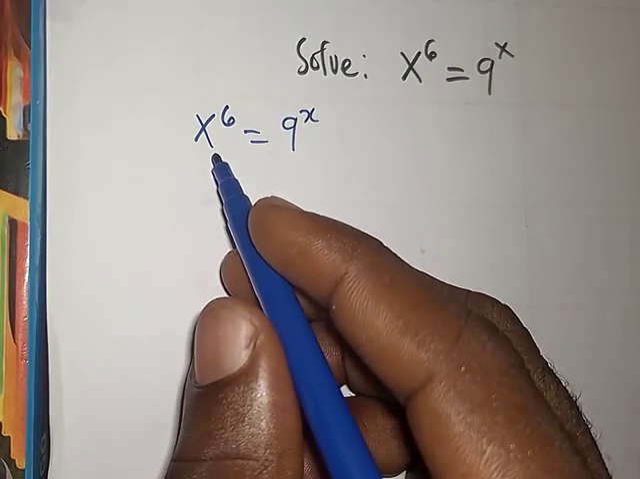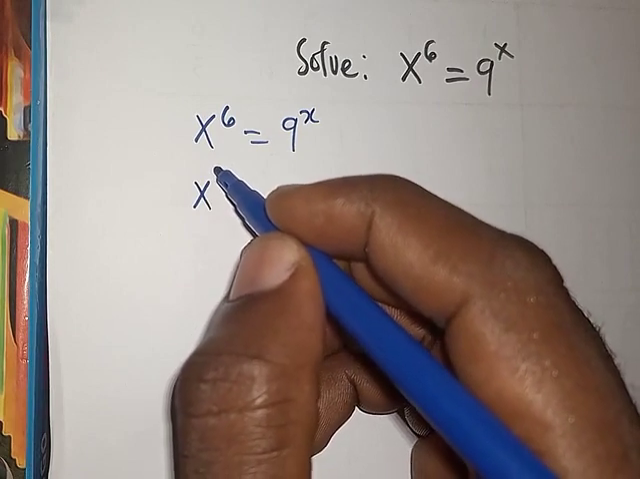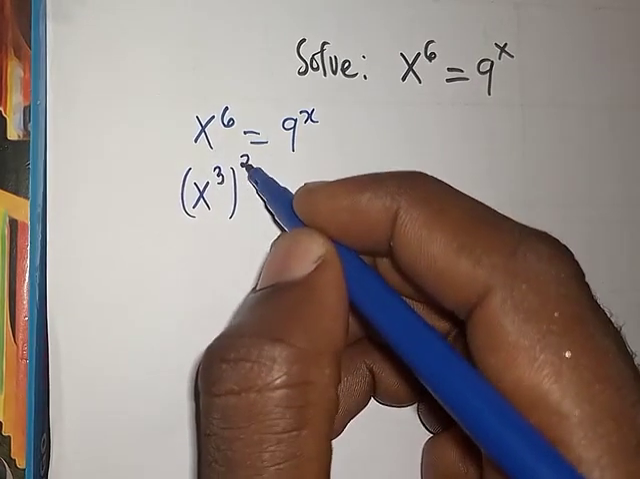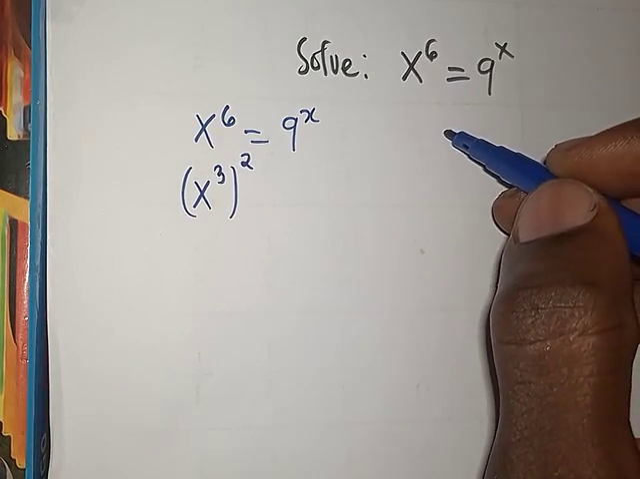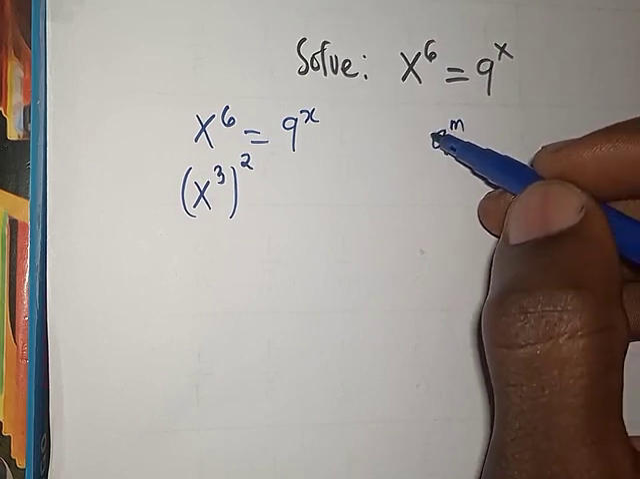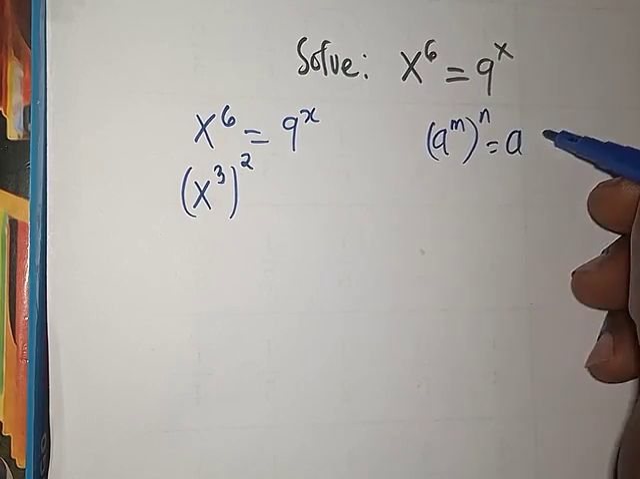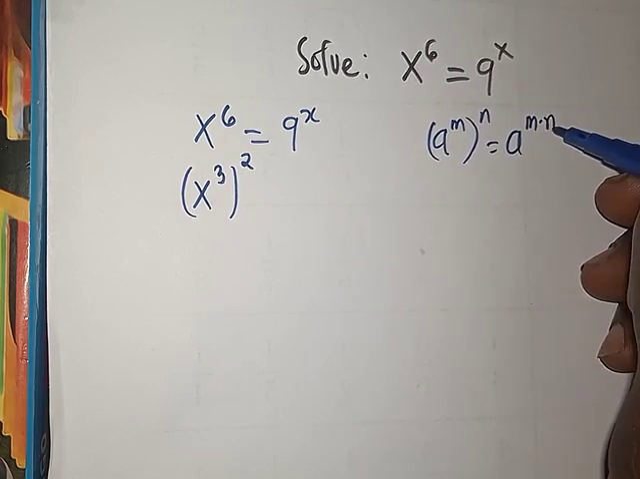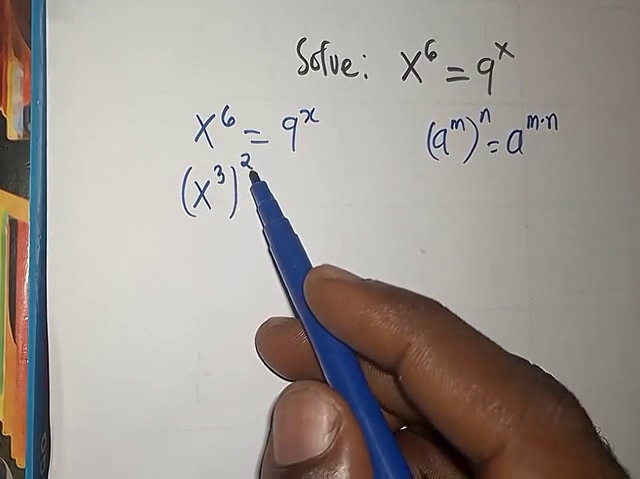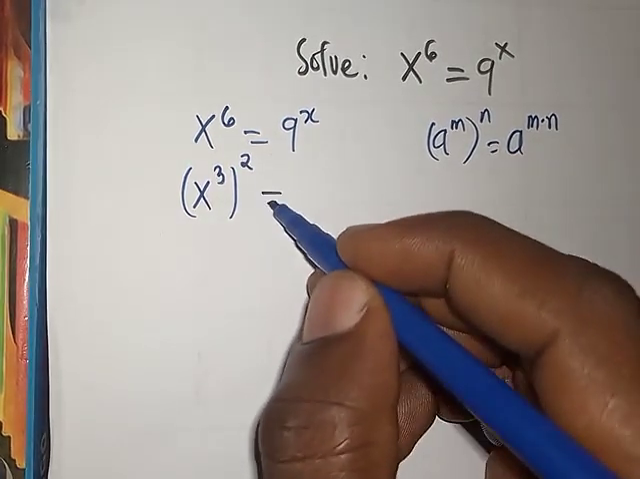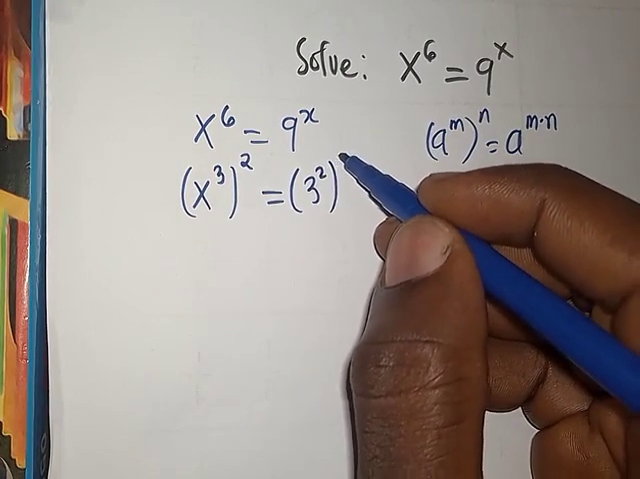So now from here, I can rewrite the power as having x to power 3, then in brackets, we have 2 here. That is from the law of indices that says when you have a to power m, then to power n, this implies a to power m multiplied by n. So that is what we are trying to do here. We have x to power 3, and 3 times 2 will give us 6. The same thing here, this 9, I can write as 3 to power 2. Then I have this x here.